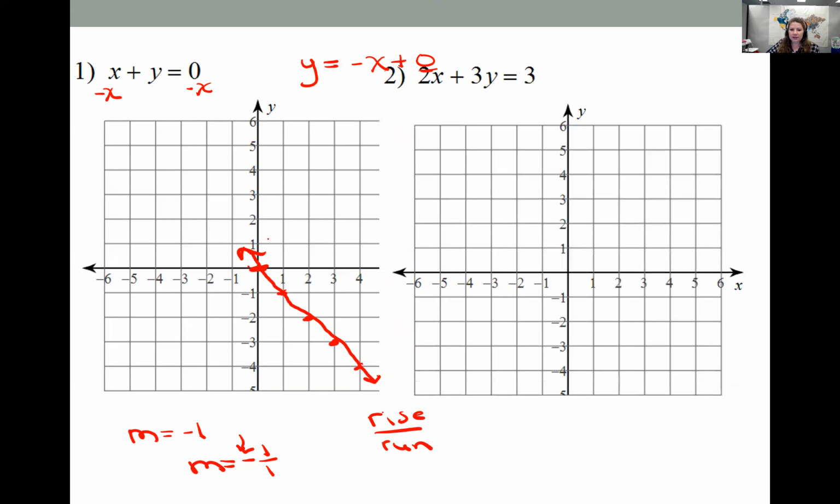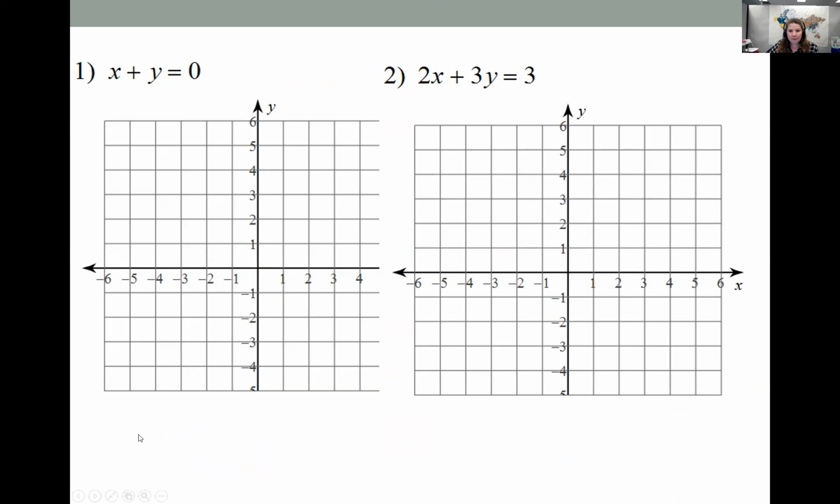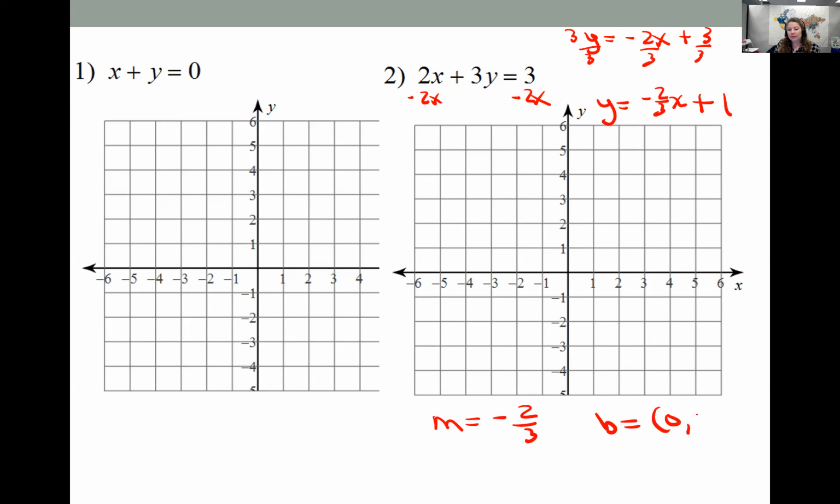All right, let's do the next one. We're going to solve for y, so we're going to subtract 2x from both sides. So we're going to bring down 3y equals negative 2x plus 3. How do we get rid of times 3? We're going to divide every single term by 3. So y is equal to negative 2/3 x plus 3 divided by 3 is 1. Okay, so what is our slope? Our slope is negative 2/3, and our y-intercept is 0, 1.